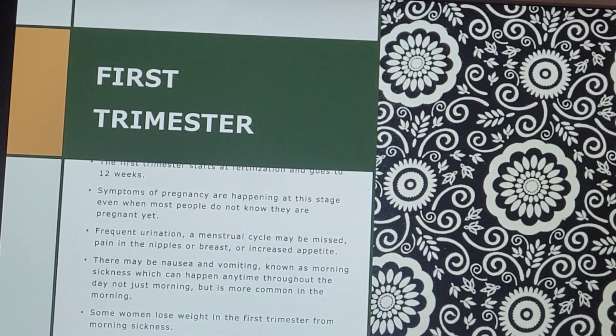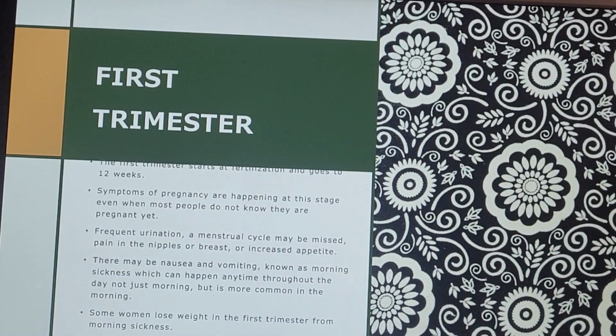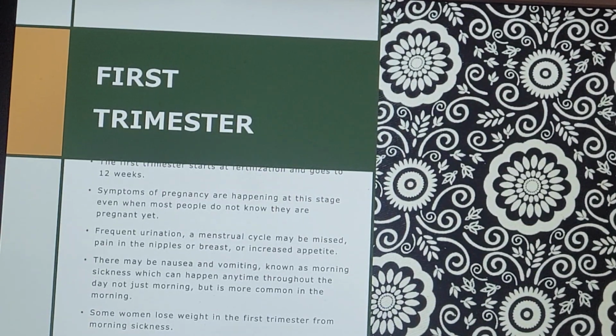The first trimester starts at fertilization and goes to 12 weeks. Symptoms of pregnancy are happening at this stage even when most people do not know they are pregnant yet. Frequent urination, a menstrual cycle may be missed, pain in the nipples or breast, or increased appetite. There may be nausea and vomiting known as morning sickness, which can happen any time throughout the day, not just morning, but is more common in the morning. Some women lose weight in the first trimester from morning sickness.